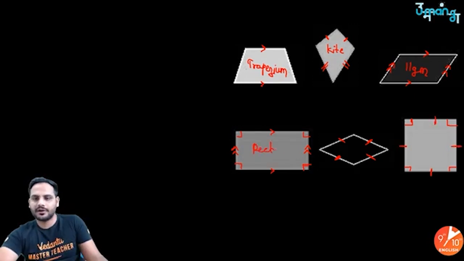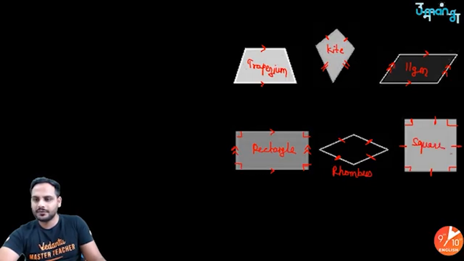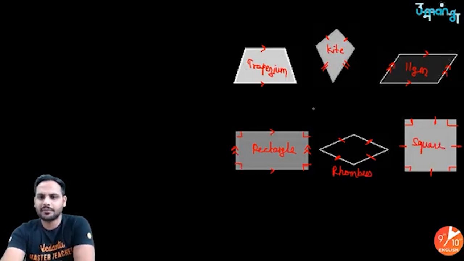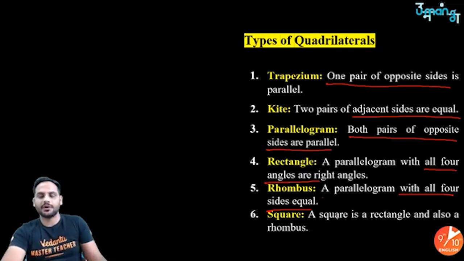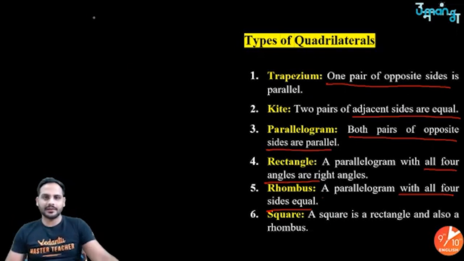So this will be your rectangle. This will be your rhombus. And this will be your square. So these are the types. Trapezium and kite are not that much involved in this class, but parallelogram, rectangle, rhombus and square, these four shapes are very important for us. Got it? So if you see the hierarchy in the special quadrilaterals, first we have a quadrilateral.